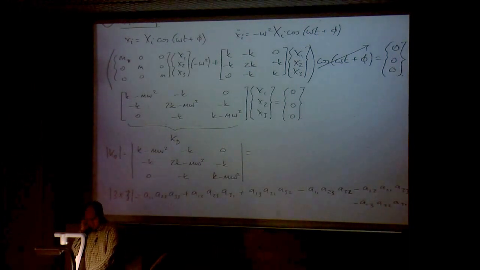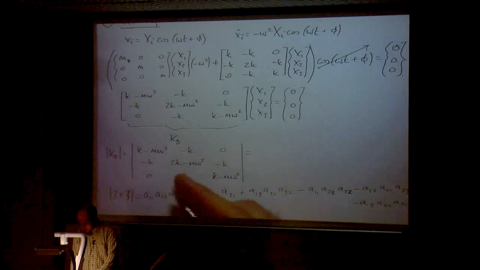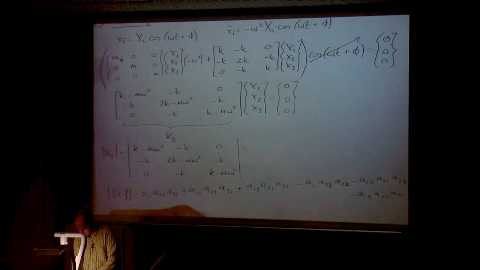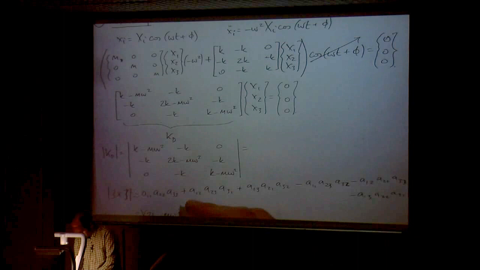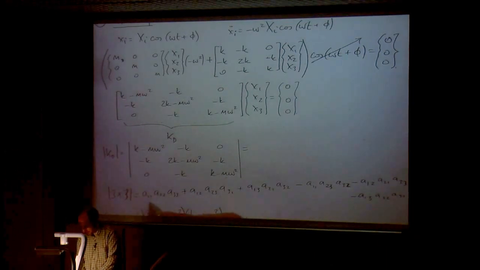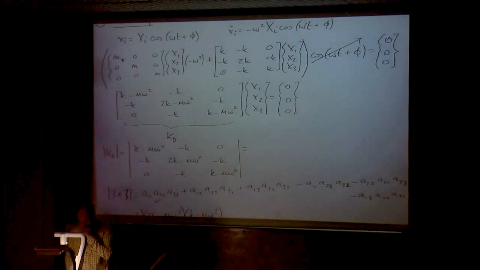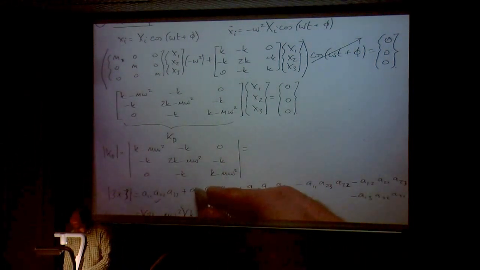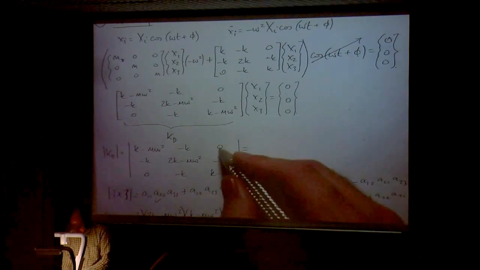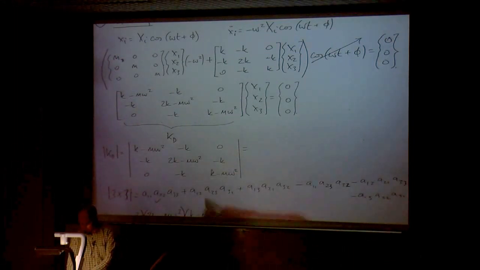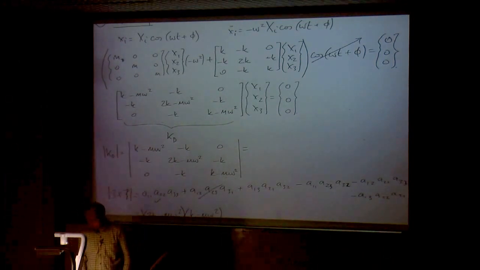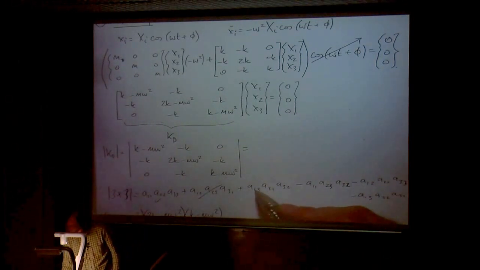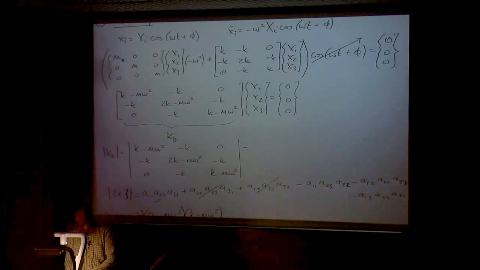And so we can find the determinant of this matrix. This first term is obviously the diagonals multiplied together. So we've got k minus m omega squared, 2k minus m omega squared, and then k minus m omega squared. That's the first term. Done. The second term includes a13 and a31. Well, they're both 0, so we don't need to worry about that second term. This third term also includes A13, so we can ignore that term.